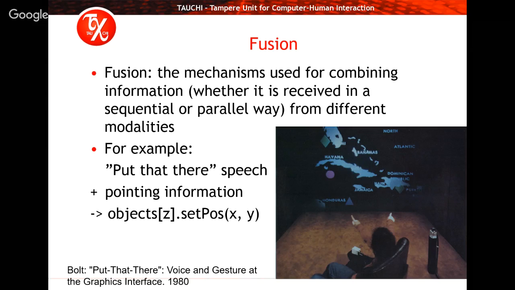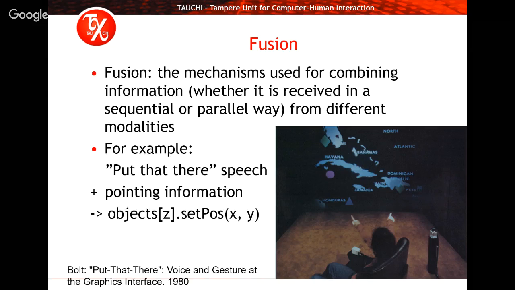So what is fusion in multimodal systems? Fusion means that we have multiple modalities. We have information coming from these different modalities, for example speech and gesture. For the multimodal system to be able to process and use that information, it must combine information from these different modalities. It must fuse this information together into something.